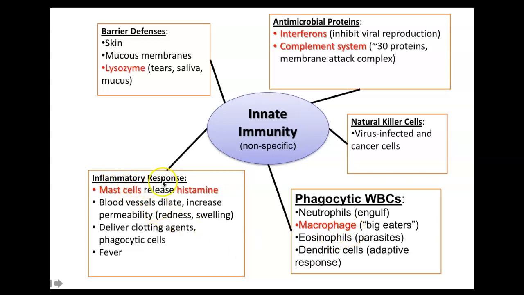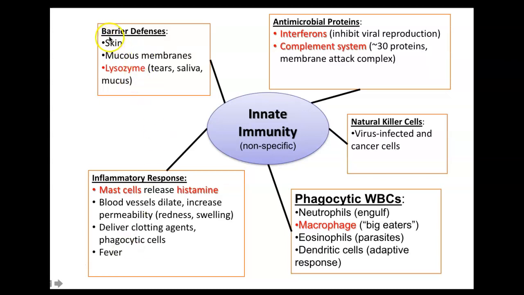And then inflammatory response, which is probably the quickest, most immediate response, is that mast cells are going to release histamine, blood vessels dilate, redness, swelling, itching, fever falls under inflammatory response. All of that is to increase blood flow to the area of infection, which increases all of these other things to the area of infection. And then fever obviously is going to raise the temperature in hopes of denaturing the proteins of the foreign invader.